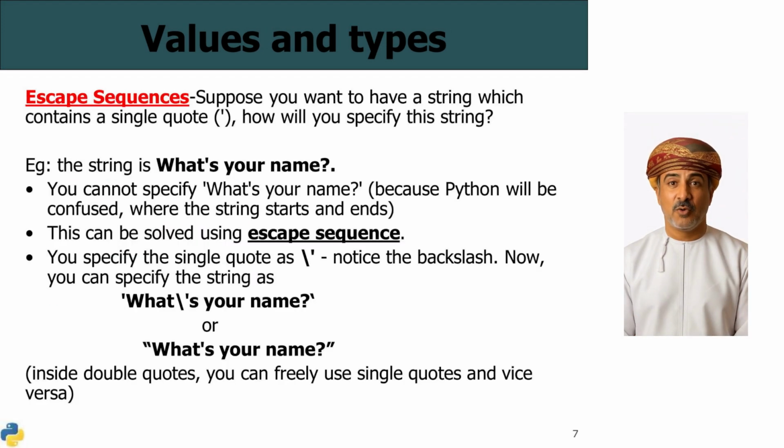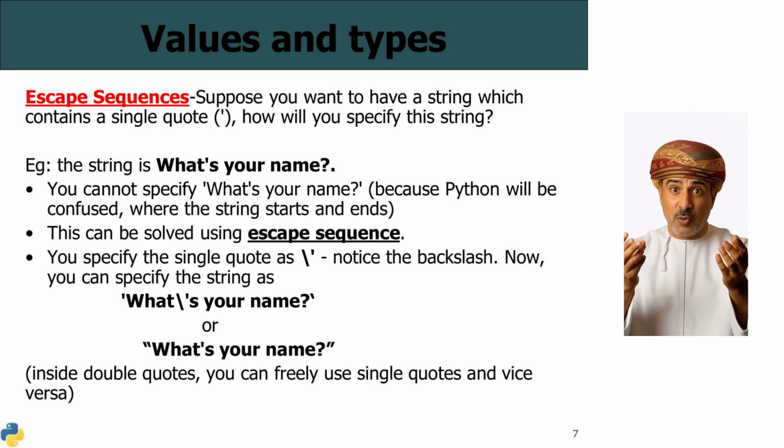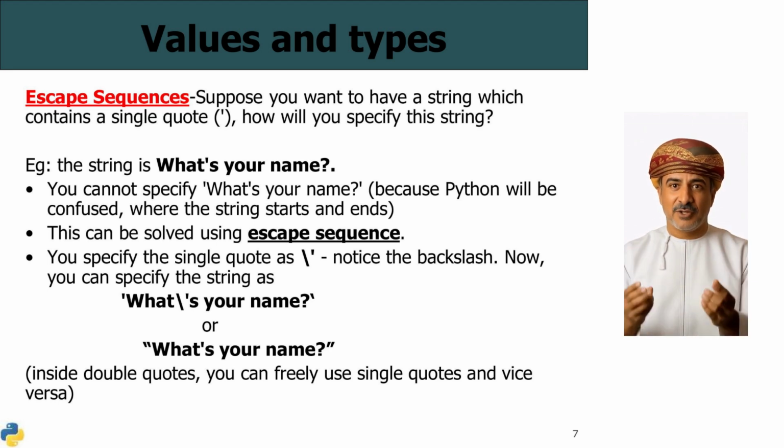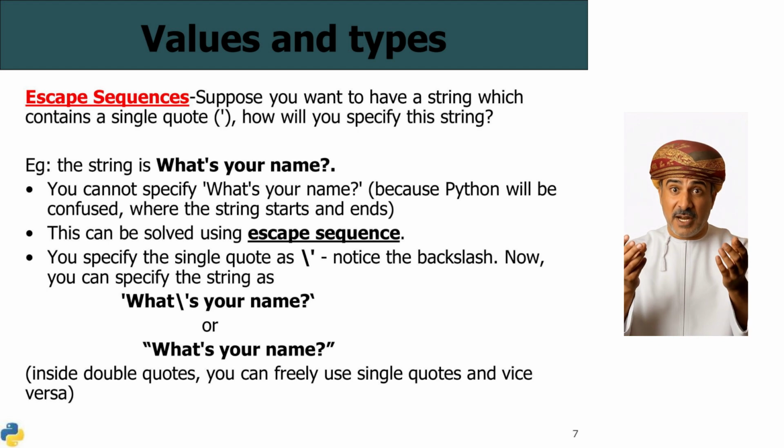Escape sequences are crucial for handling special characters in strings. For instance, to include a single quote within a string, use a backslash: 'what\'s your name?' Alternatively, use double quotes: "what's your name?" This ensures clarity in string definition, preventing confusion in Python about string boundaries.